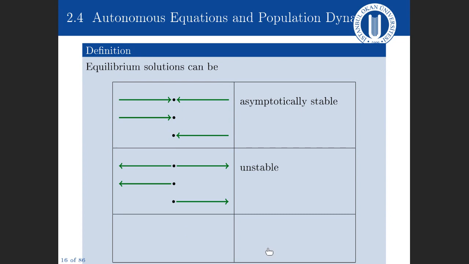And there's one more possibility. We might have an arrow on one side, which is pointing towards the equilibrium solution, but the arrow on the other side is pointing away. Then we would know that the equilibrium solution is called semi-stable.